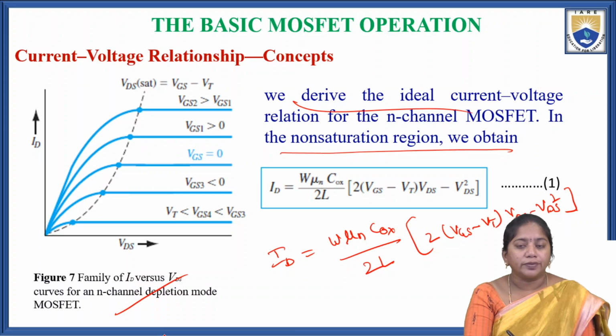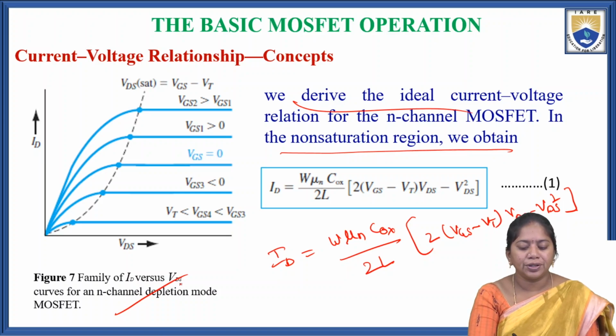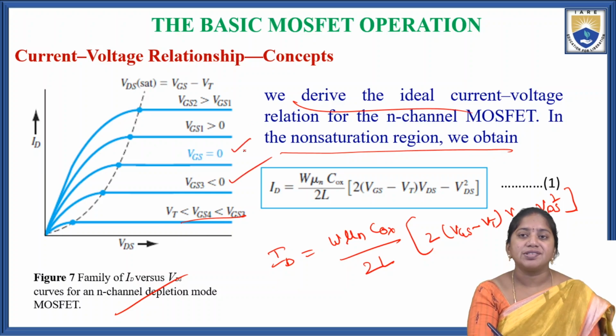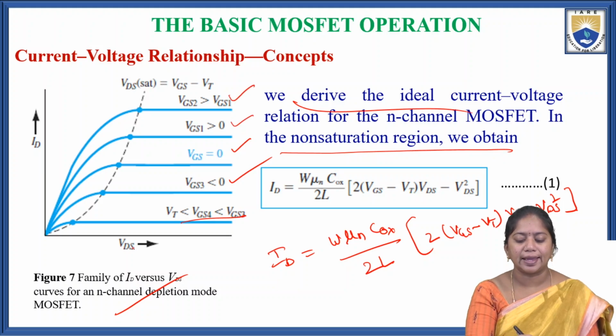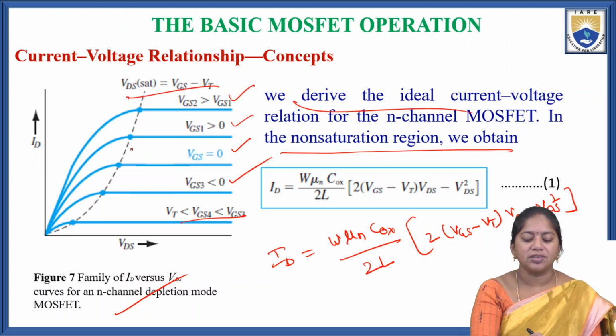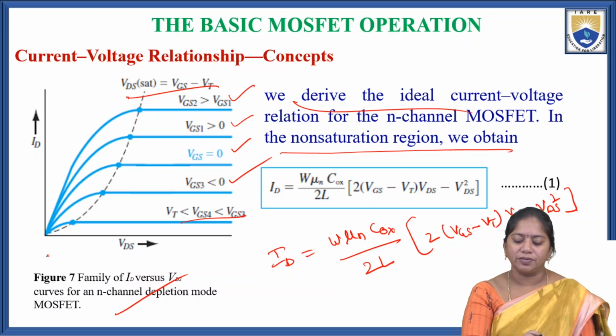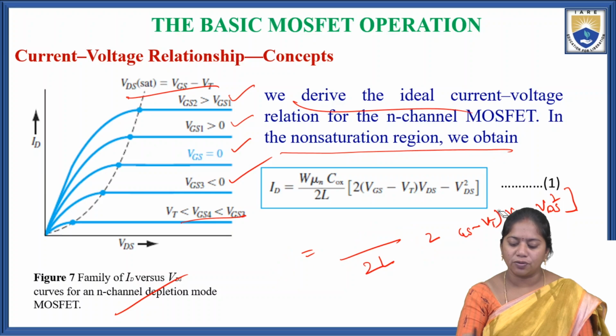So the family of the ID versus VDS curves for n-channel depletion mode MOSFET. Here we are taking the different values of VT. First one is VT less than VGS, then VGS less than 0, VGS equal to 0, and VGS greater than 0. Here VDS saturation equals VGS minus VT. That is equation 1, the ID versus VDS curves for different voltages.